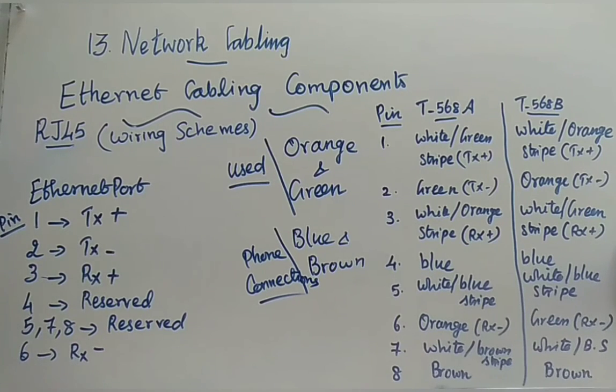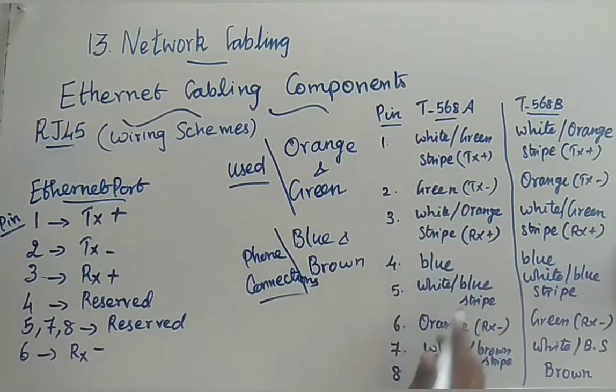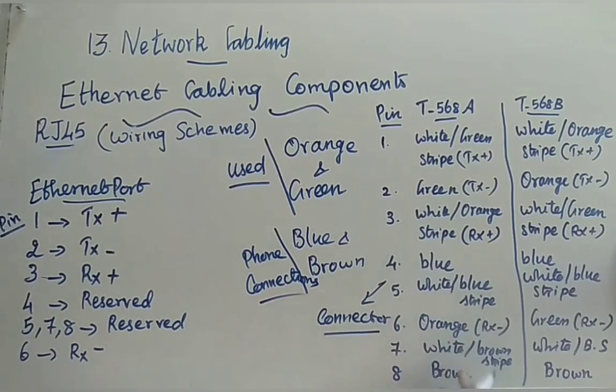So these are the pins that are seen in your Ethernet port. These are the pins seen in your connector. Don't forget it. These are the pins in your connector and these are the pins in your Ethernet port. So pin 1 is your transmission positive. Pin 2 is your transmission negative, pin 3 is your receiver positive, and pin 6 is for your receiver negative. So 4, 5, 7, 8 are reserved.